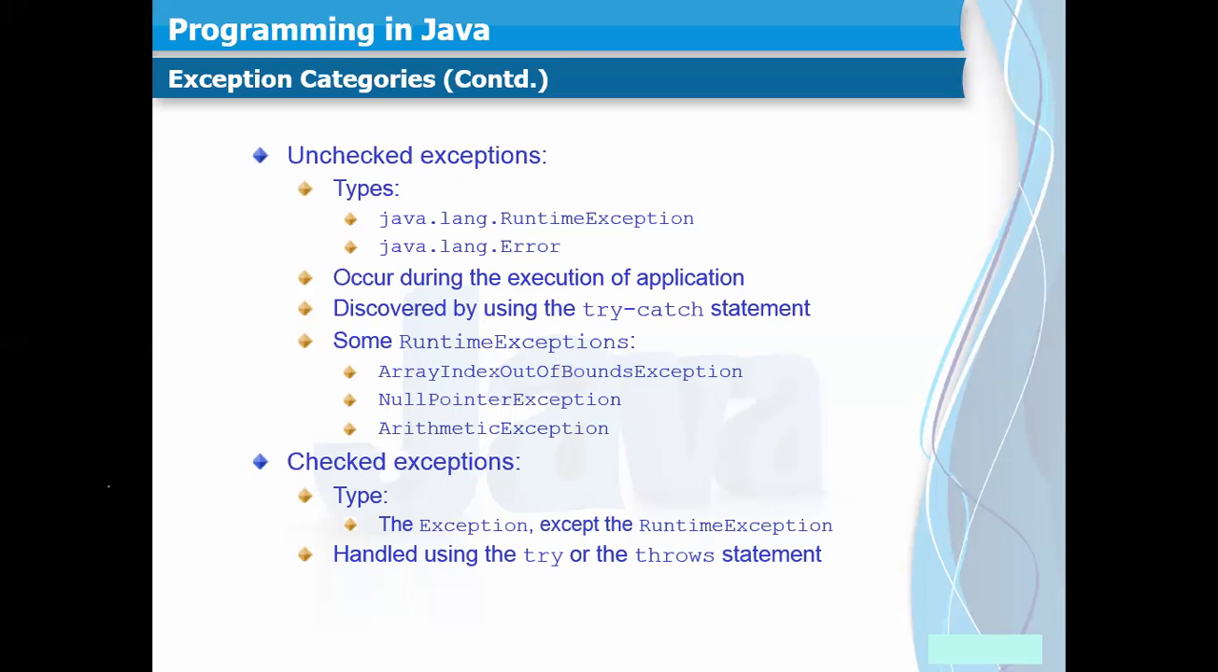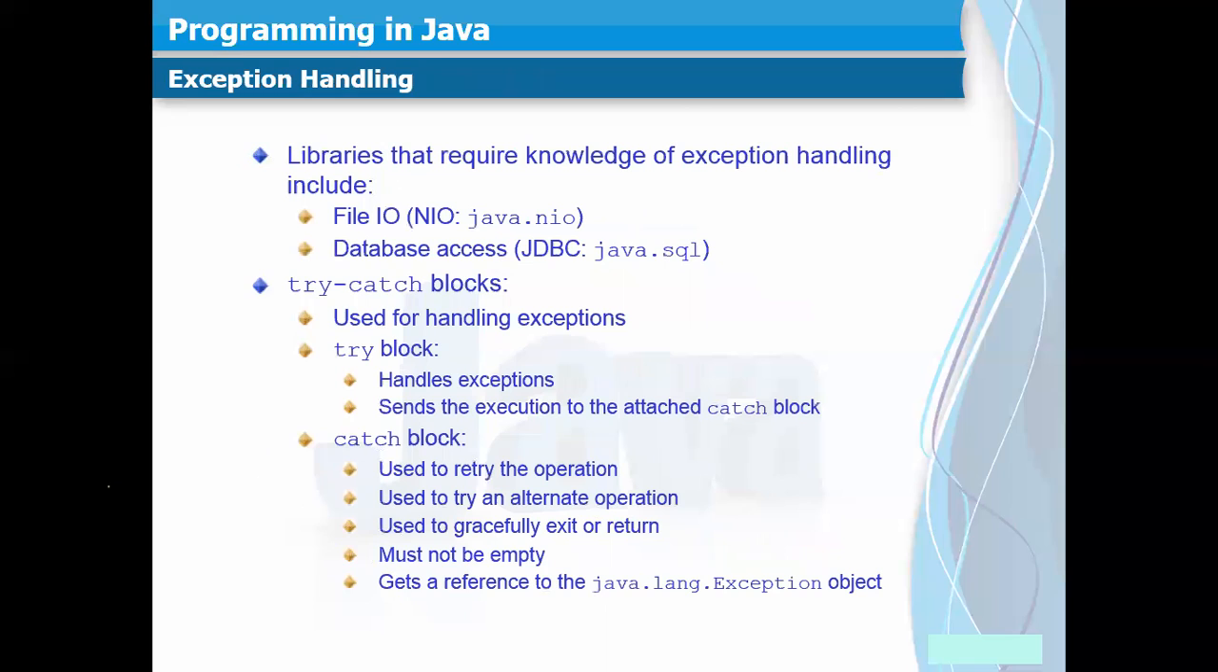Checked exceptions are what? The exceptions except the runtime exception, and they are handled with the try and throws clause. Unchecked exception is handled with the try and catch. Checked exception is handled with the try with throws clause. Then what is that try and catch? Try and catch basically is used to guard your program.